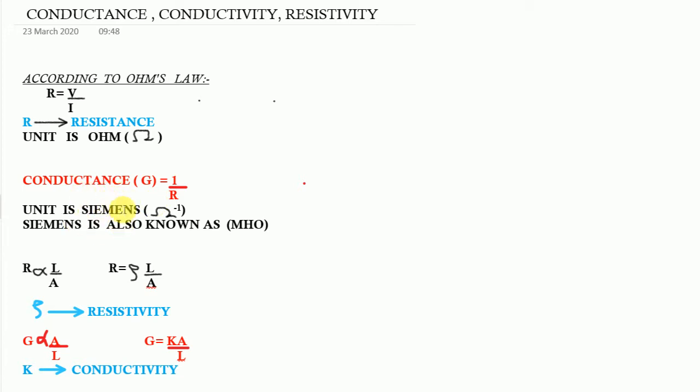And this Siemens is dimensionally represented as ohm raised to minus 1. Why ohm raised to minus 1? Because conductance G is equal to 1 upon R. So when we write 1 upon ohms, and the ohm goes in the numerator, it becomes ohm raised to minus 1. This unit Siemens is also known as MHO, just the reverse of OHM, reversed, MHO.